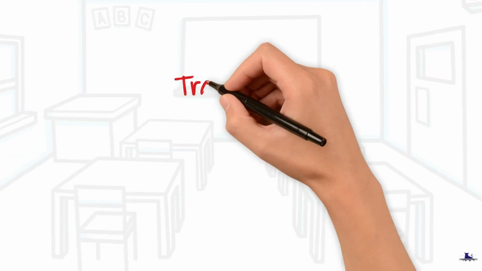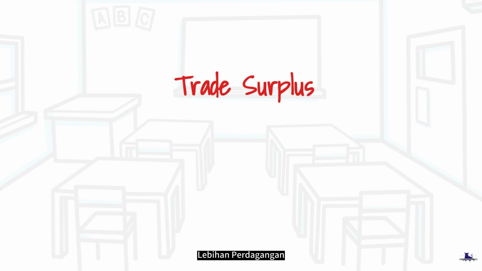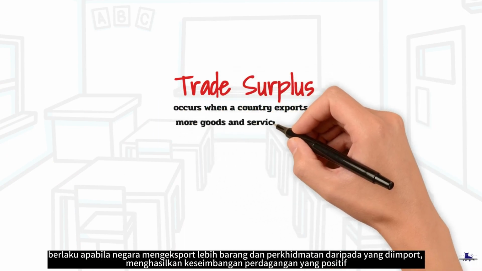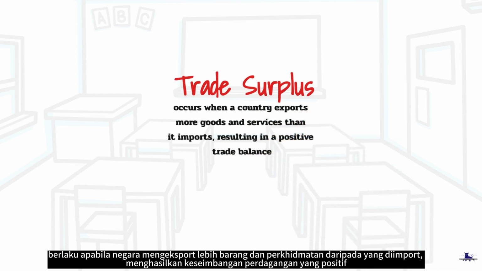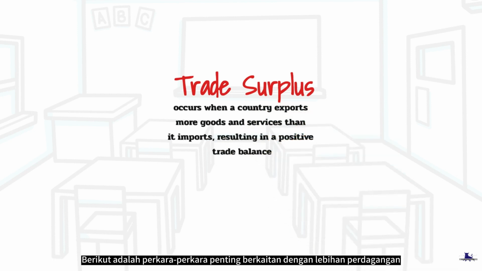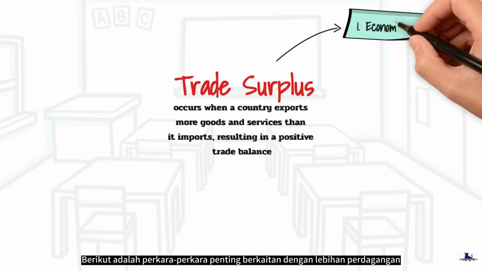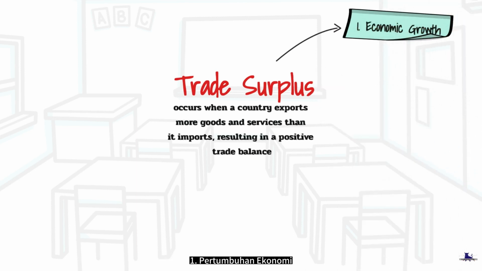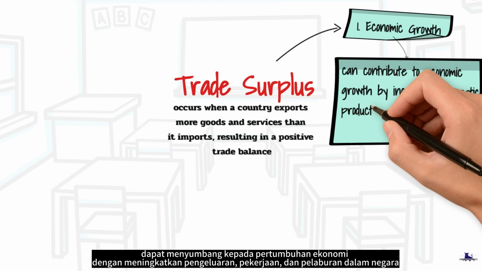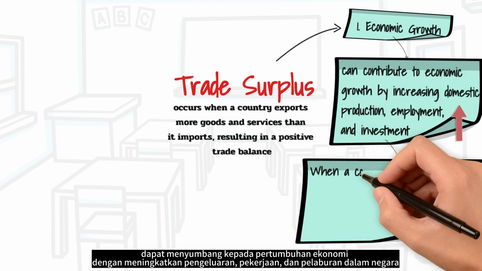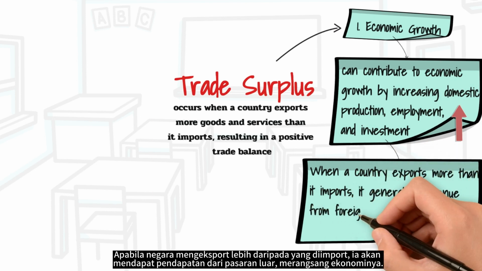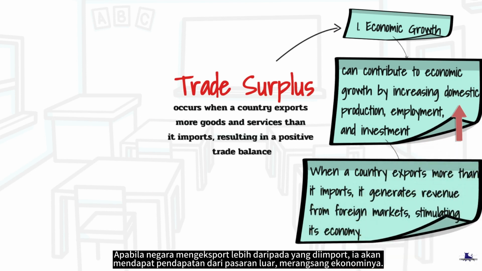Trade surplus. The trade surplus occurs when a country exports more goods and services than it imports, resulting in a positive trade balance. Here are the key points related to trade surplus. 1. Economic growth. A trade surplus can contribute to economic growth by increasing domestic production, employment, and investment. When a country exports more than it imports, it generates revenue from foreign markets, stimulating its economy.